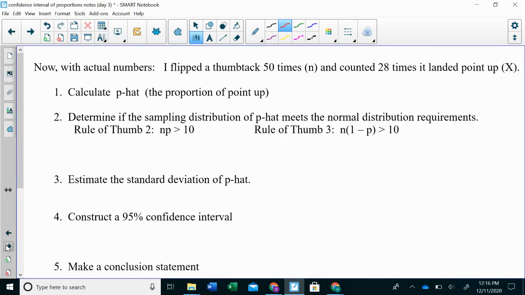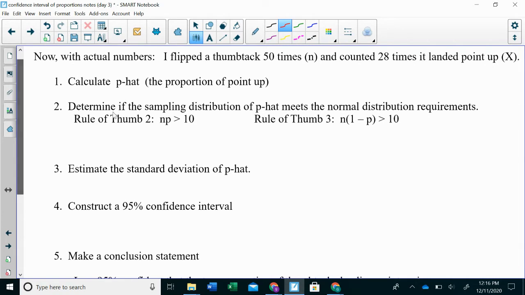Now let's actually put some numbers to it. Let's suppose I flipped a thumbtack 50 times. So 50 times is the sample size n, and I counted 28 times it landed point up. Those two numbers will help me create the p-hat, the proportion of point up. So that p-hat will be 28 times successful over 50 times that I flipped a thumbtack. And when I divide that, that gives us a proportion of 0.14.